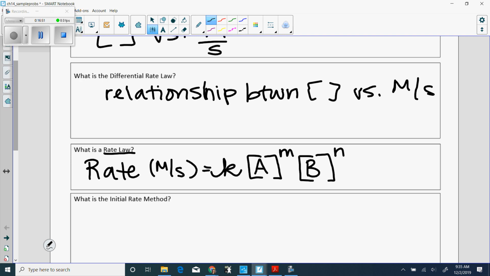Okay? These are in molarity. That's capital M for molarity. Molarity is moles per liter. It's concentration. This is called the rate law constant, which is the same thing as a slope, but in chemistry words: rate law constant. And monkey and narwhal are called the rate orders.